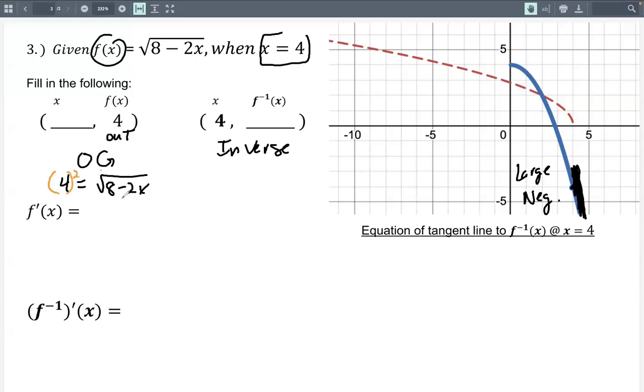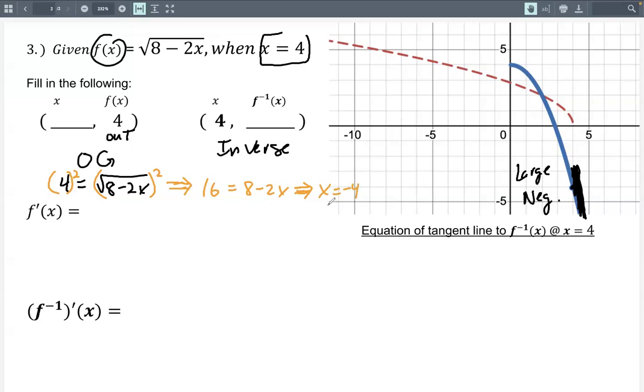So if we square both sides, we'd have 4 squared. Let's see here. I'm going to put an arrow because we're going. 4 squared is 16. When you square a square root, the square root goes away. So you just have 8 minus 2x. If you subtract 8 from both sides, you'll get 8 equals negative 2x. And then finally, you should get x equals negative 4.